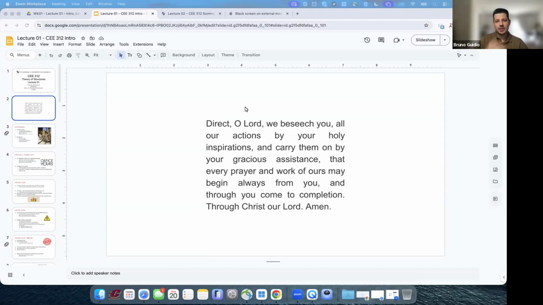Let's pray. In the name of the Father, Son, Holy Spirit, Amen. Direct, O Lord, we beseech you, our actions by holy inspirations, and carry them on by grace's assistance, that every prayer and work of us may begin always from you, and through you come to completion through Christ our Lord. Amen. In the name of the Father, Son, Holy Spirit, Amen.